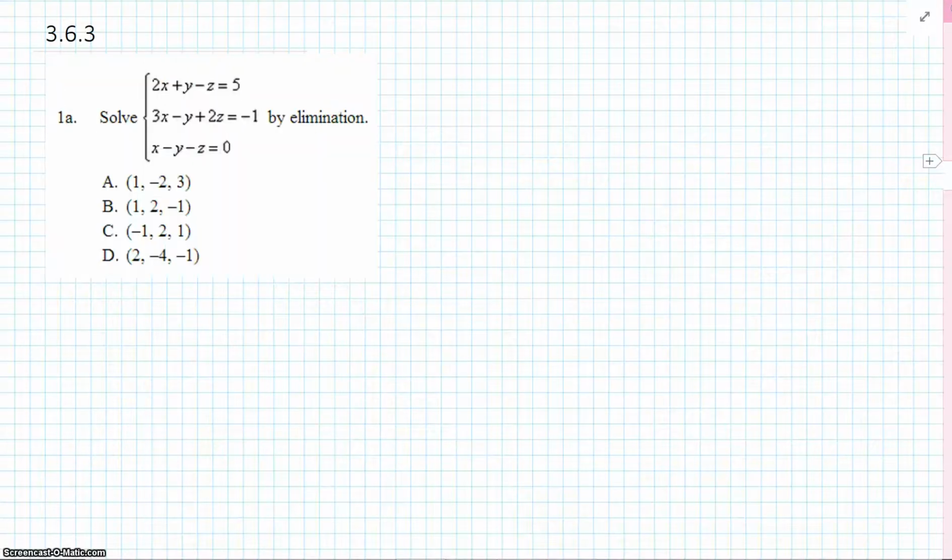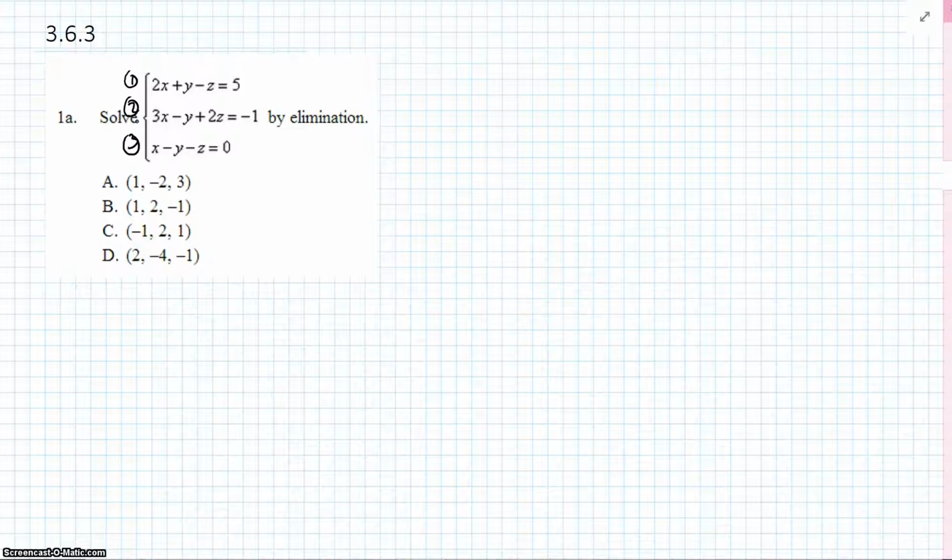So going on to the next one. So I got 2x plus y minus z equals 5, 3x minus y plus 2z equals negative 1, x minus y minus z equals 0. All right, so let's go ahead and label those equation 1, 2, and 3.